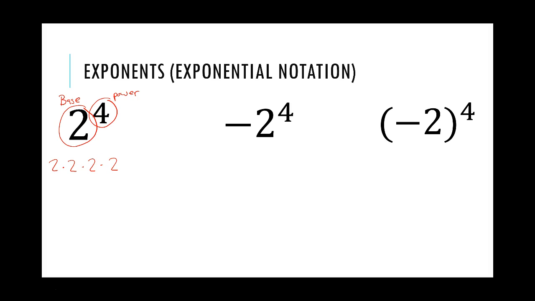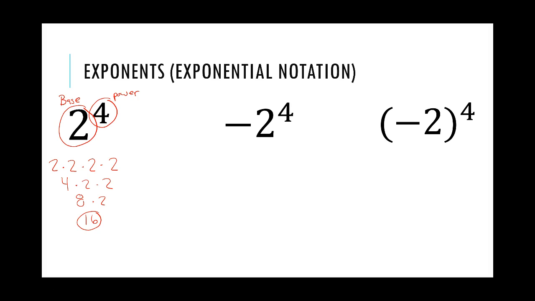To evaluate that, you do the first 2 times 2, which is 4. Then you can do 4 times the third 2 and get 8. And then do 8 times the last 2 and you get 16. So the big number is what you repeatedly multiply. The small number, the power, is just telling you how many of that big number you need.